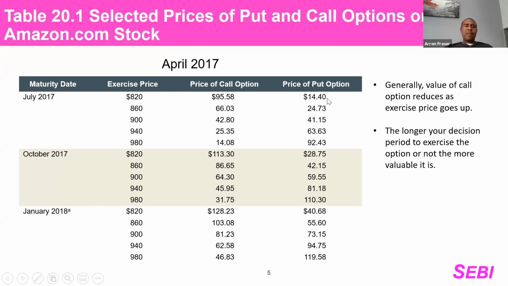The reason this happens is that the more time you have, the likelihood of the actual share price going up above the exercise price is greater. The whole thinking behind it is that time is on your side, and the possibility of the actual share price being above this is greater. So the longer the position you take on a particular share by buying a call, the more it will cost you.